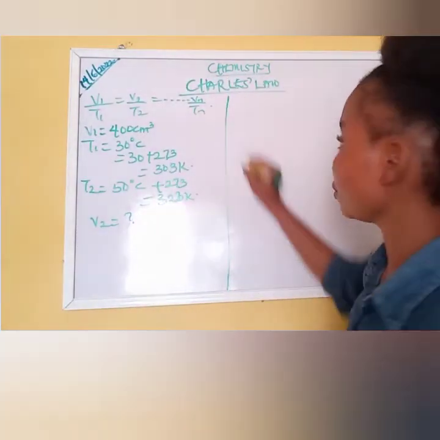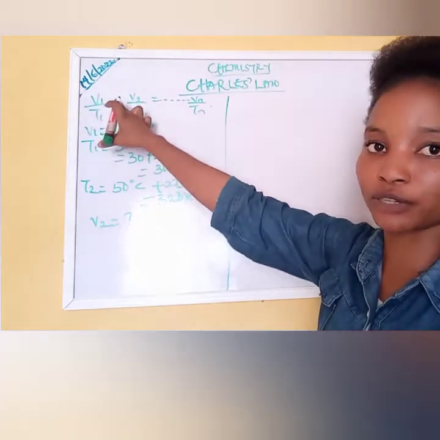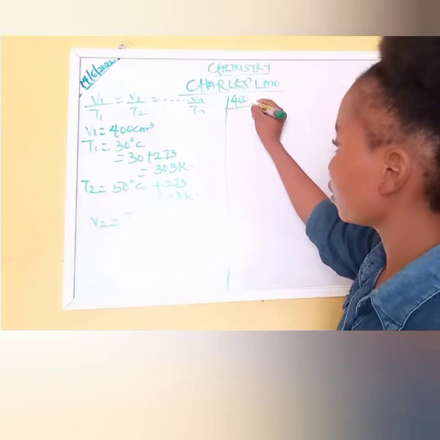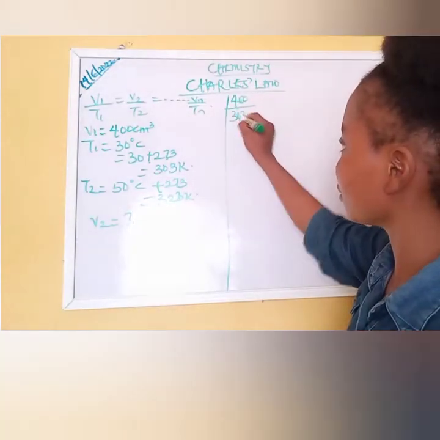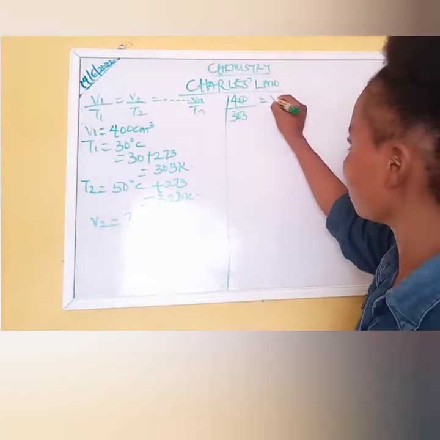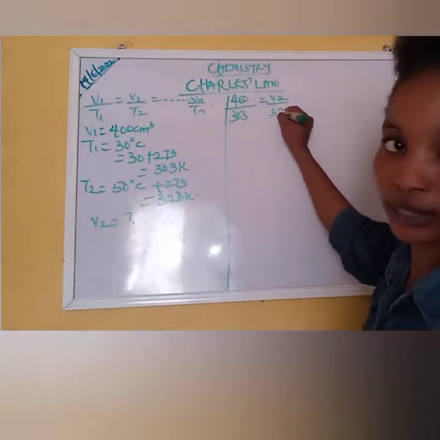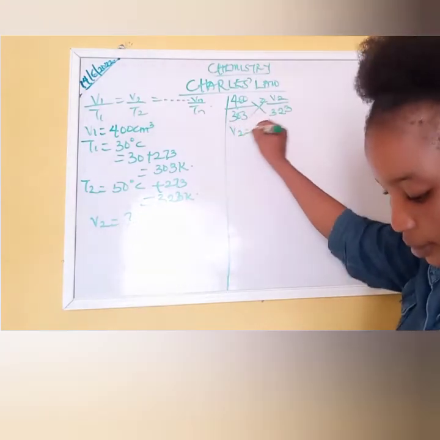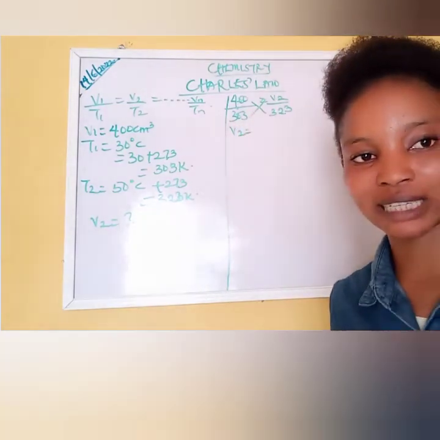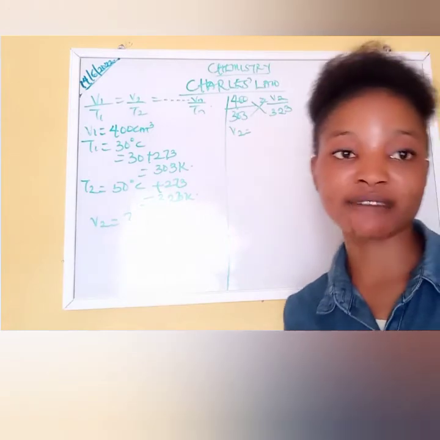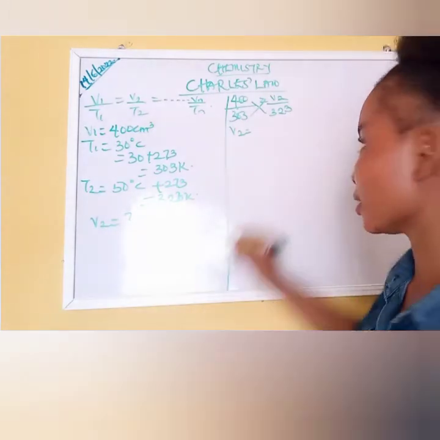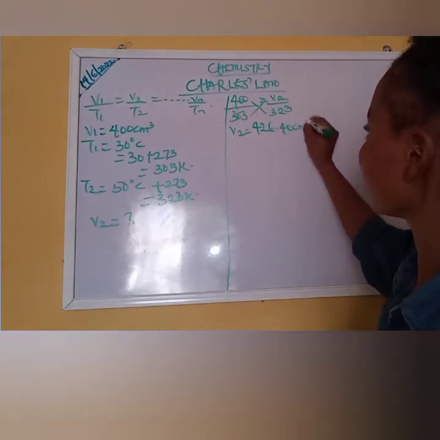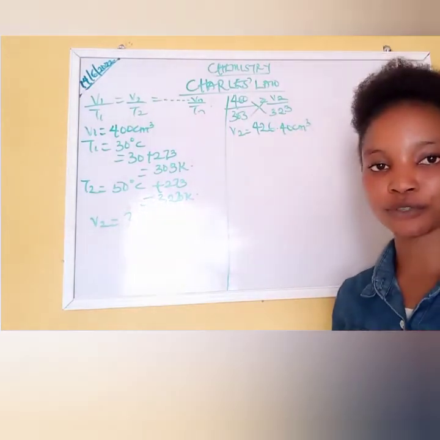Using the formula V1 over T1 is equal to V2 over T2, I should therefore have 400 over 303 equals V2 over 323. Let's multiply and divide. By the time we're done, we should have 426.40 centimeter cube. That is the answer for number 1.